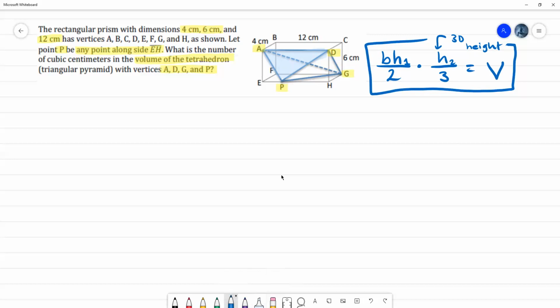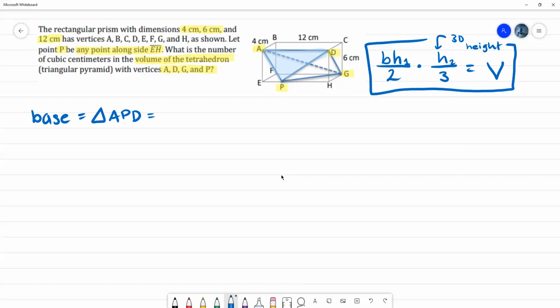So now that we have our base, we can find the area of the triangle. Now you can see in the problem, it says that point P can be any point along EH. But even if point P were right here, it wouldn't matter, because the area of the triangle would still be the same. The height would be the same and the base would still be the same. So it doesn't really matter where P is. Okay, so now that we know our base is triangle APD, we can use the formula to find the area of the base.